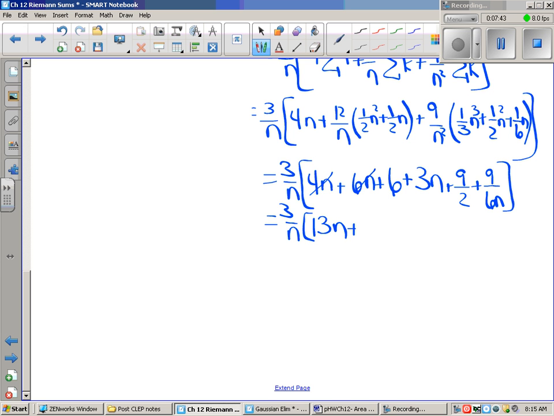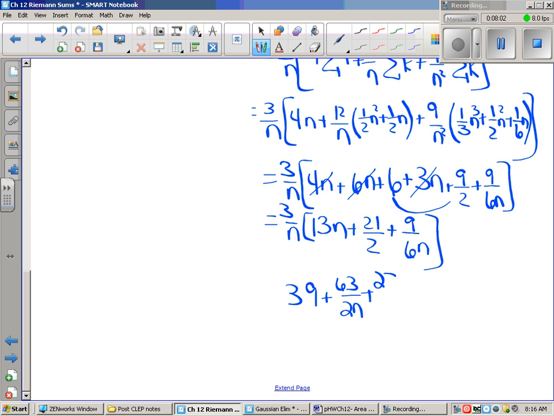So I've got the 4n, the 6n, and the 3n taken care of. Now these two can combine together, which gives me 21 over 2, and then I'd have the 9 over 6n. Multiply through, we would get 39, the n's would cancel. I'd have 63 over 2n plus 27 over 6n squared. Now here's the coolest thing. What did that just tell me?